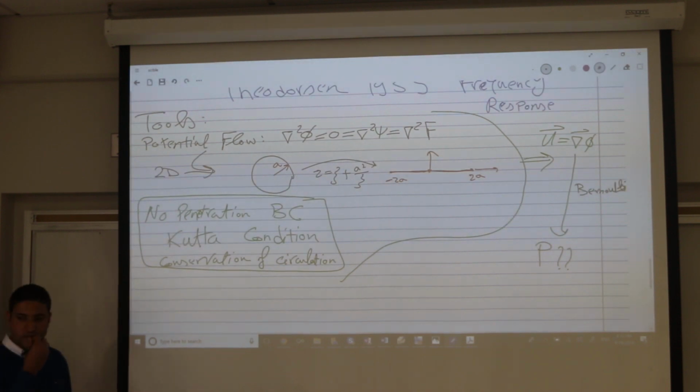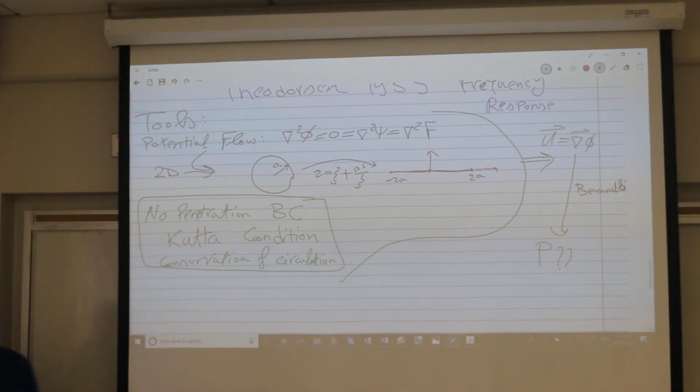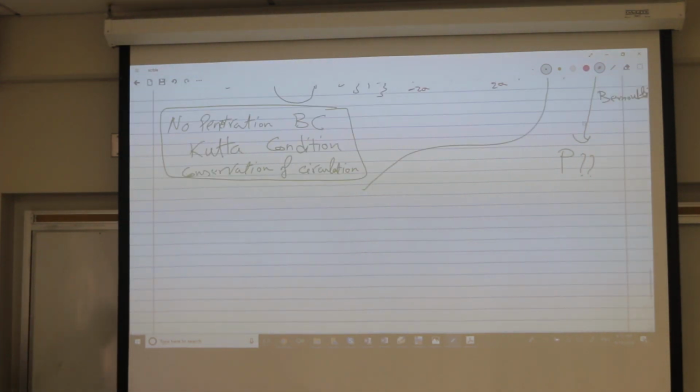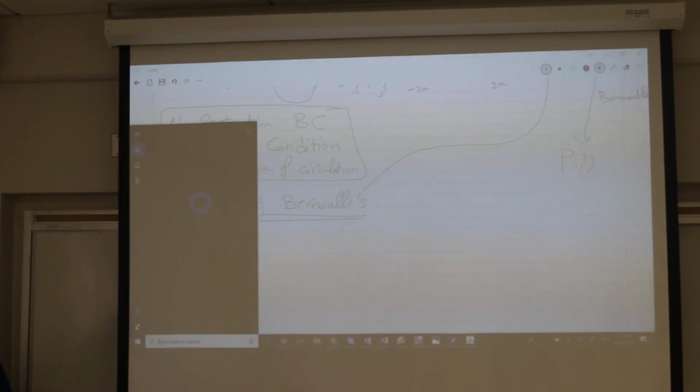The Bernoulli that you know in undergrad is the steady version. We have an unsteady version. We're going to derive it right now. So this framework plus the unsteady Bernoulli completes everything. Okay, so let's derive the unsteady Bernoulli just to have it at our disposal.